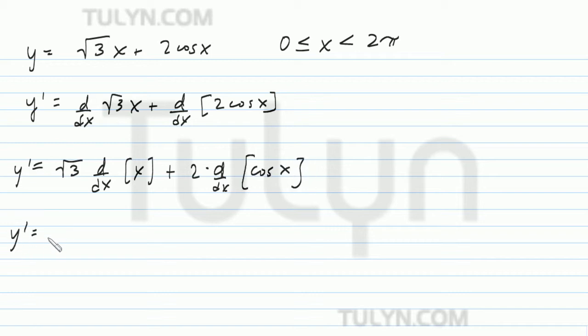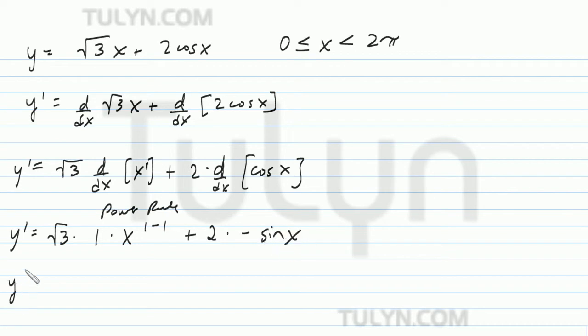So y prime equals square root of 3 times the derivative of x to the first power, and that's using the power rule. The power rule states that if you have x to an exponent, the derivative is the exponent times x to the exponent minus 1, plus 2 times the derivative of cosine x, and that's just the derivative of the trig function cosine x, which is equal to negative sine x.